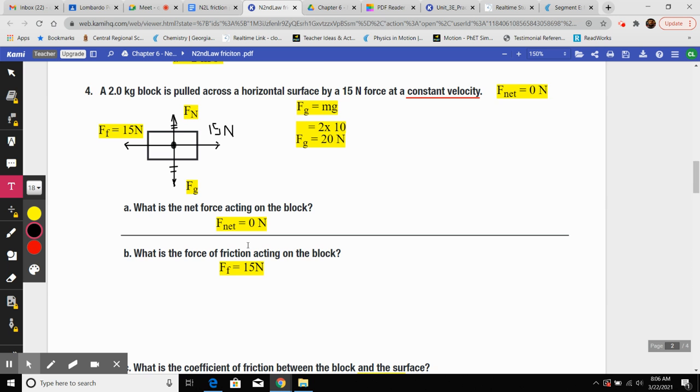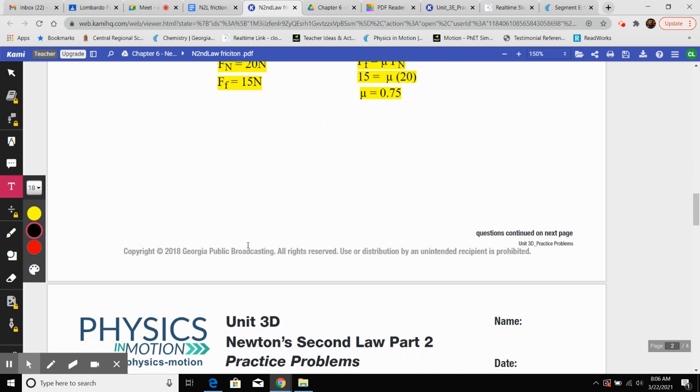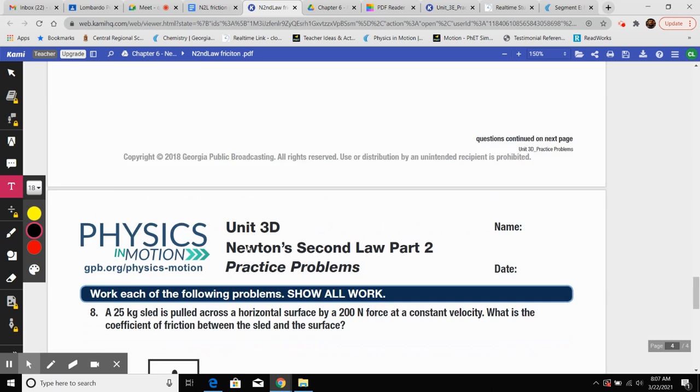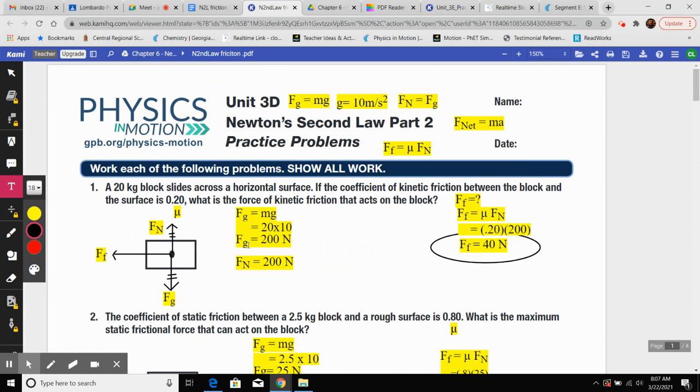All right, but I'm going to stop. We're going to stop here at 4. These are similar problems, but there's other things that I want to get to today.